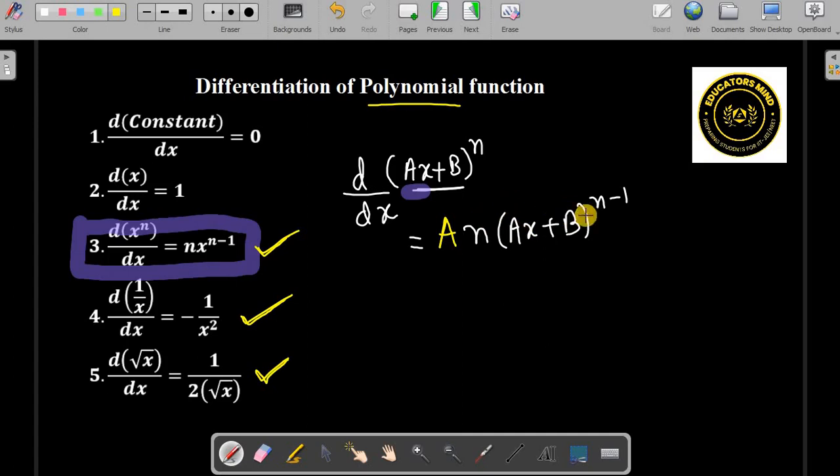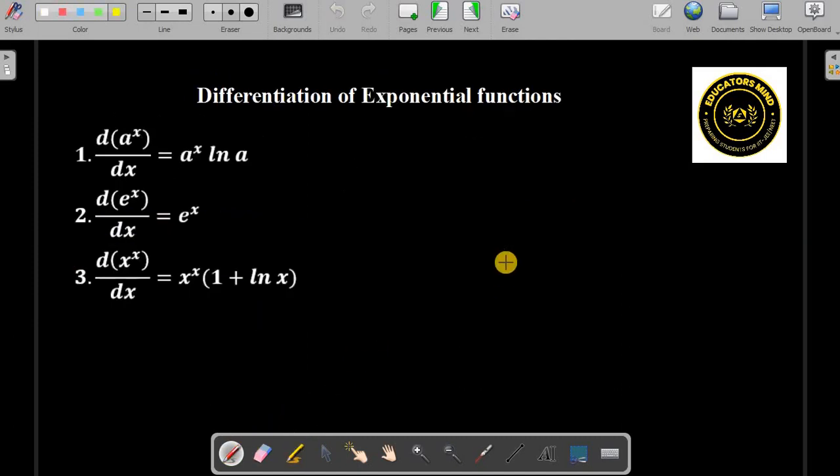If it's non-linear, then again you have to apply the chain rule. So these are the types of equations and formulas you have to use. Next, exponential functions. Here, differentiation of a to the power x, you have to remember, is a to the power x ln a. In this, if you substitute a equal to e, you will get equation number 2, right? Because ln e is equal to 1.